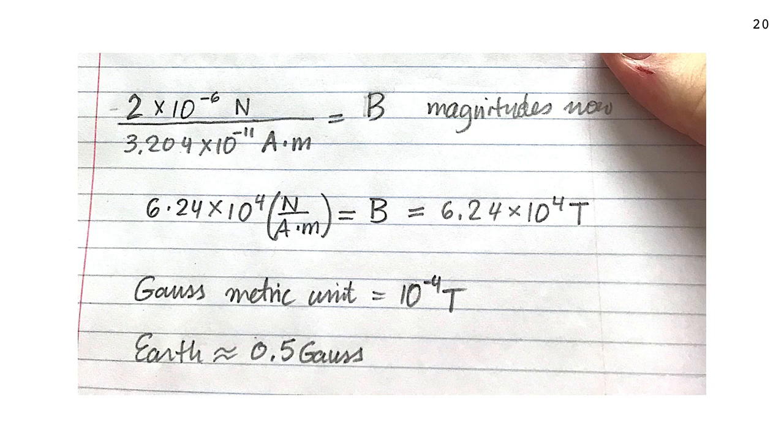.24 times 10 to the 4. Anybody get? Okay, 6.24. So only 62,000 Teslas. That's not too bad.